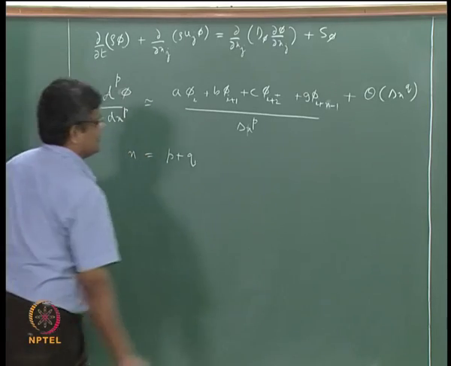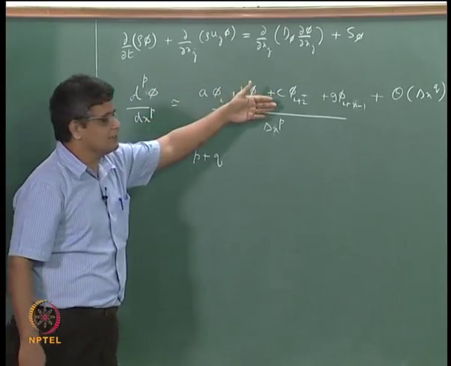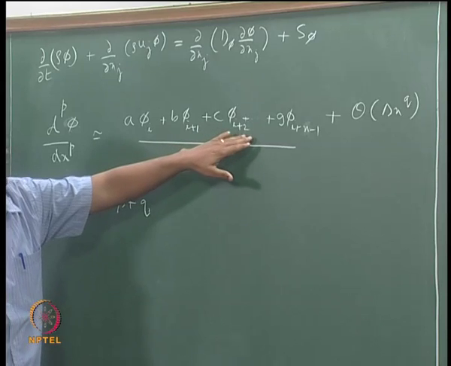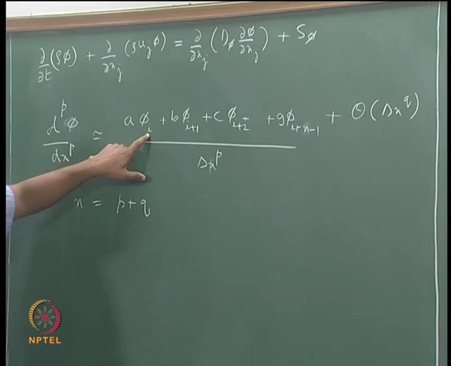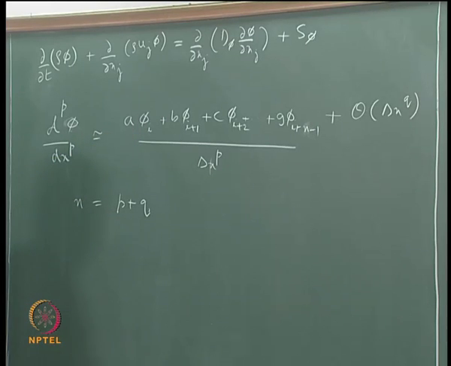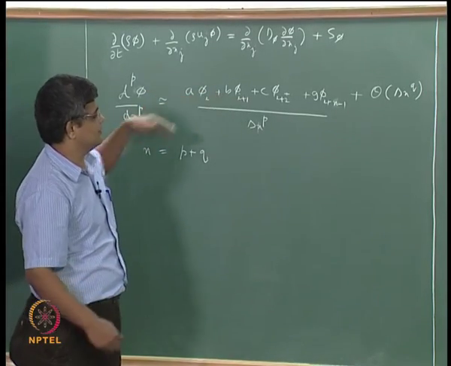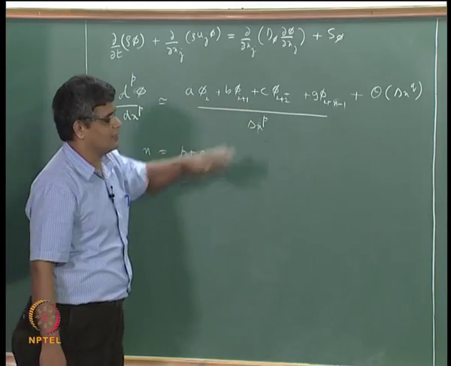The method is very simple. We know that this is the formula that we are seeking, and we expand each of these terms in a Taylor series about the point I, and then we put all of them together and compare the coefficients with what we are expecting here. By comparing coefficients, we will have as many equations as there are unknowns here, and using that we should be able to find the values of these.